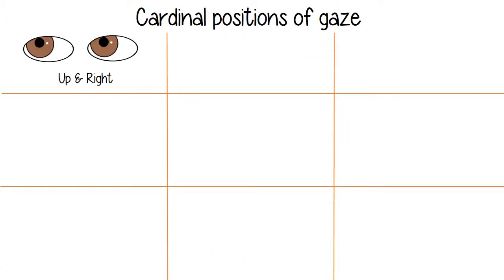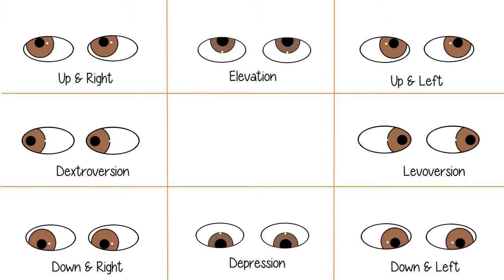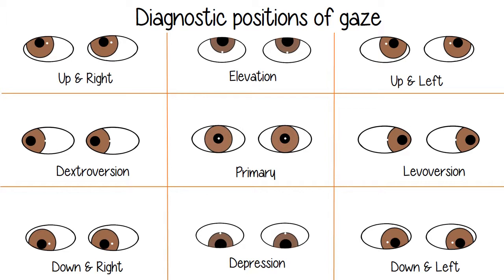These make up 6 cardinal positions of gaze, 2 vertical positions of gaze, 1 primary position, 9 diagnostic positions of gaze. I'll talk a little bit more about why we differentiate these positions of gaze later on in the video. Let's talk about how the ocular muscles move the eyes into each of these fields of gaze.